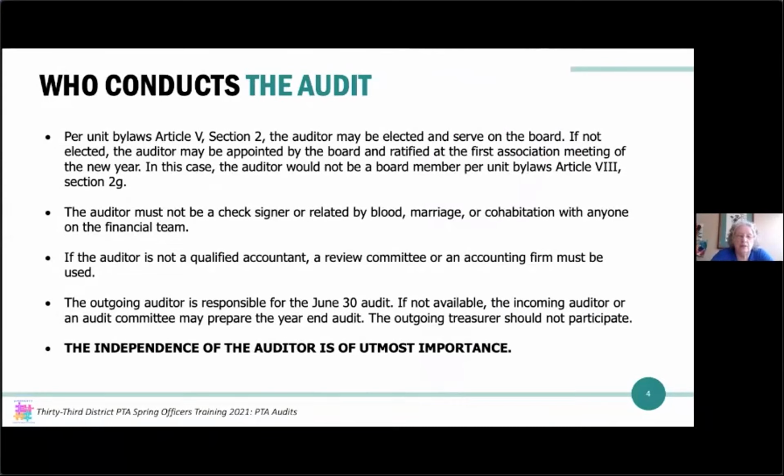Ordinarily, appointments are made by the president and approved by the board, but because the auditor position should not be in any way related to the president or check signers, and the president is a check signer, they're not allowed to appoint an auditor. So that's why the board appoints the auditor and the association approves that appointment. In this case, the auditor would not be a board member. So if the auditor is appointed and approved by the association, they would not be a board member.